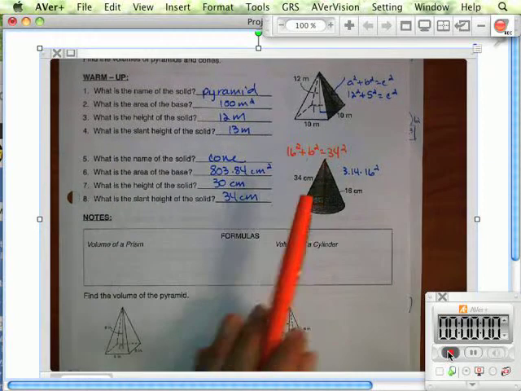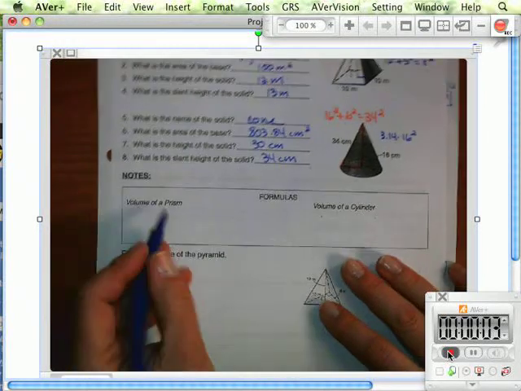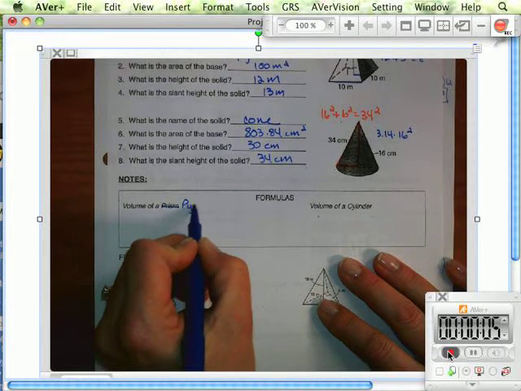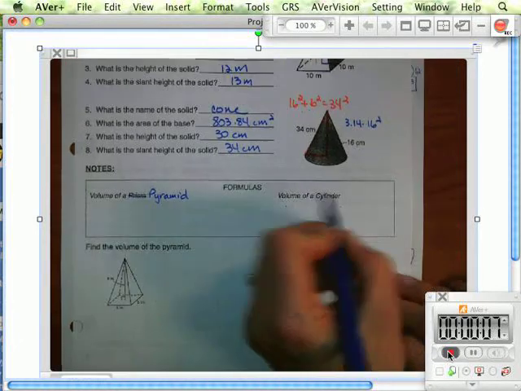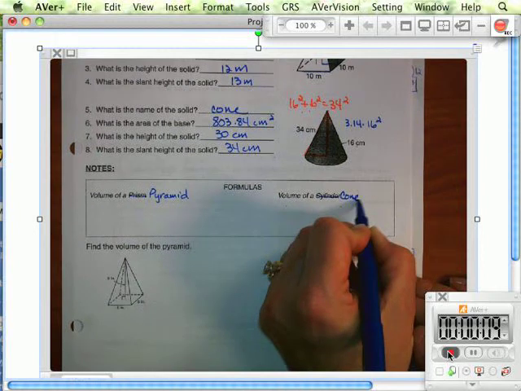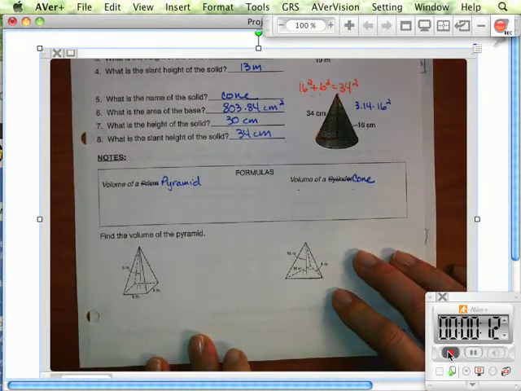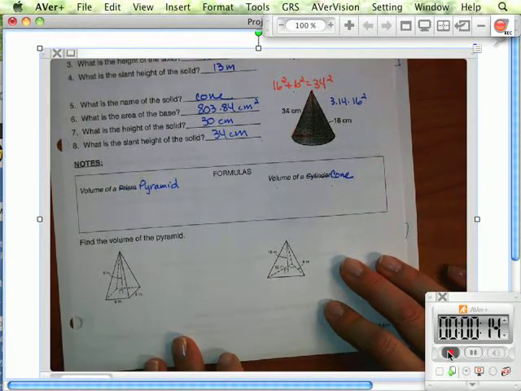For this lesson, this is supposed to be volume of a pyramid. I apologize, it's a typo. And this is supposed to be volume of a cone. So please change that so you're not confused.